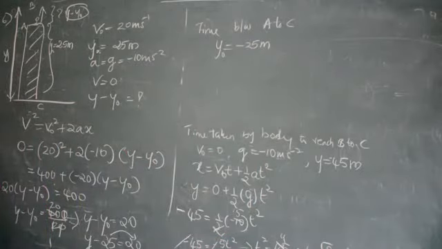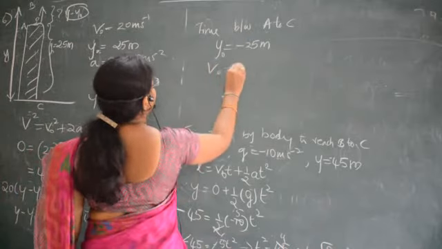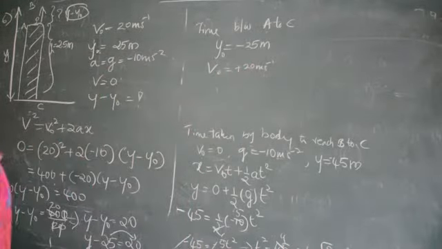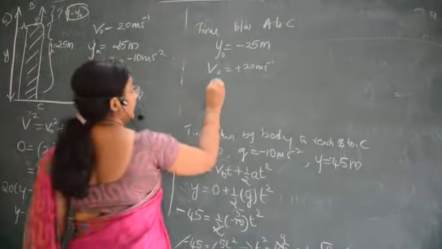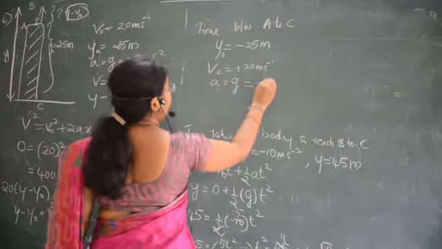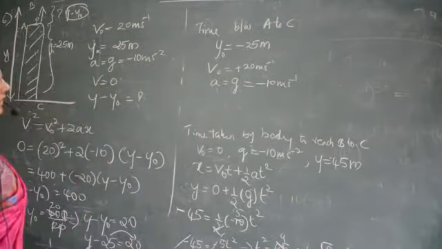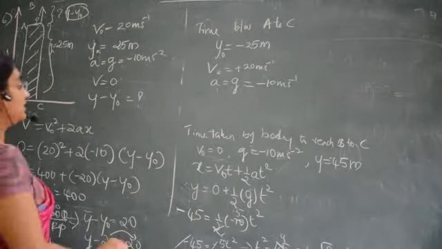Correct? Initially it is thrown with the velocity, so V naught is plus 20 meter per second. Then acceleration is the acceleration due to gravity, minus 10 meter per second square. You know x, you know V naught, you know a. Can't we calculate now? What about the final velocity after reaching? 0.